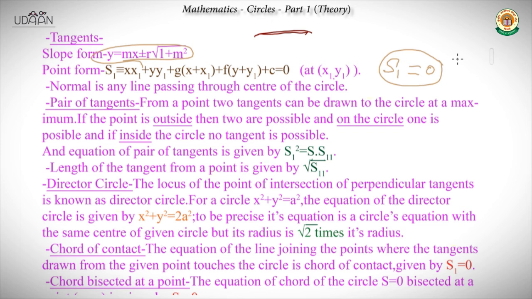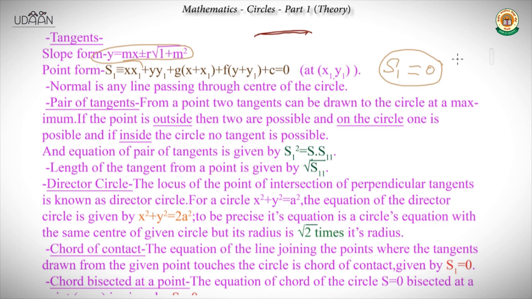Now let us study what conjugate points are. Two points, A (x1, y1) and B (x2, y2), with respect to a given circle, are said to be conjugate points if A lies on the polar of B and B lies on the polar of A.